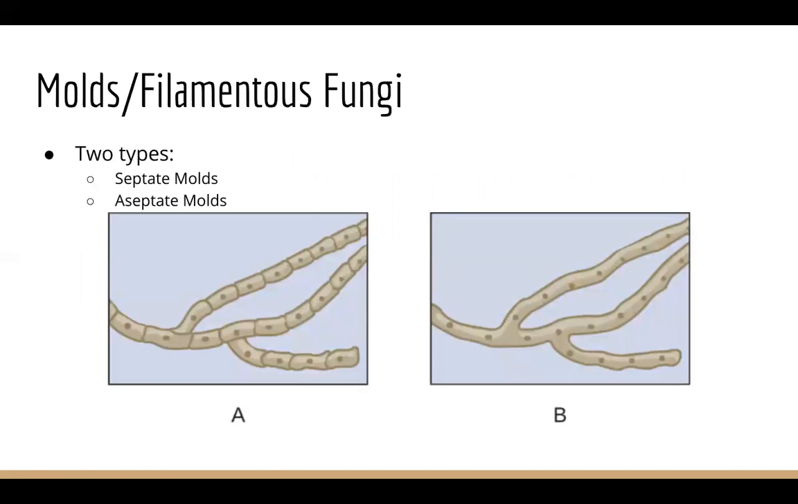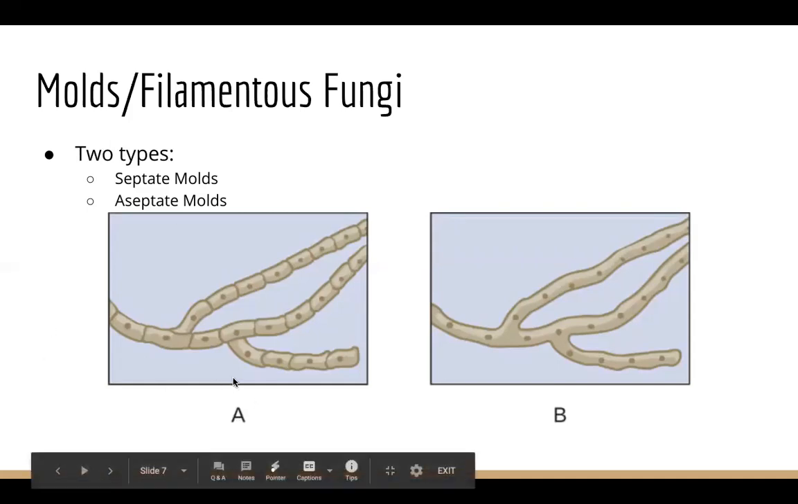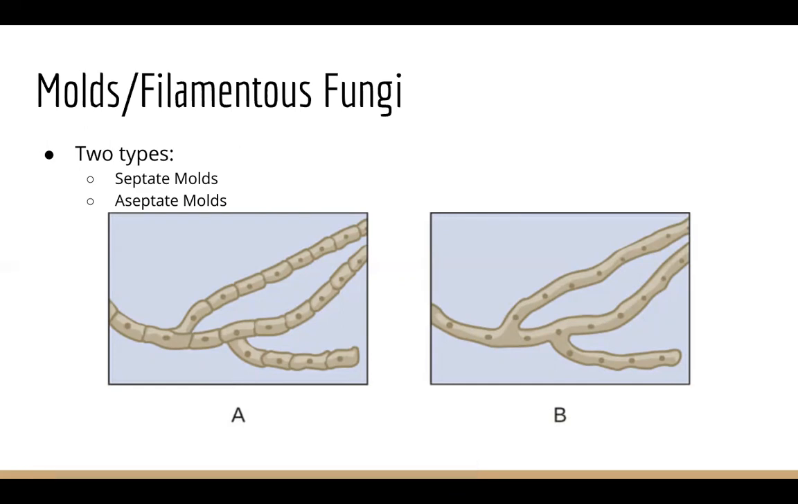There are two types of filamentous fungi, septate molds, which have distinct tubular cells that make up their filaments. You can see that in picture A. And they also make spore-like structures called conidia, which grow on the ends of the filaments. We'll see that in some of our slide photos later. Aseptate, which is seen in B, are not divided into filaments, and they make spores, which are stored in the sporangium, or the chamber that stores those spores.